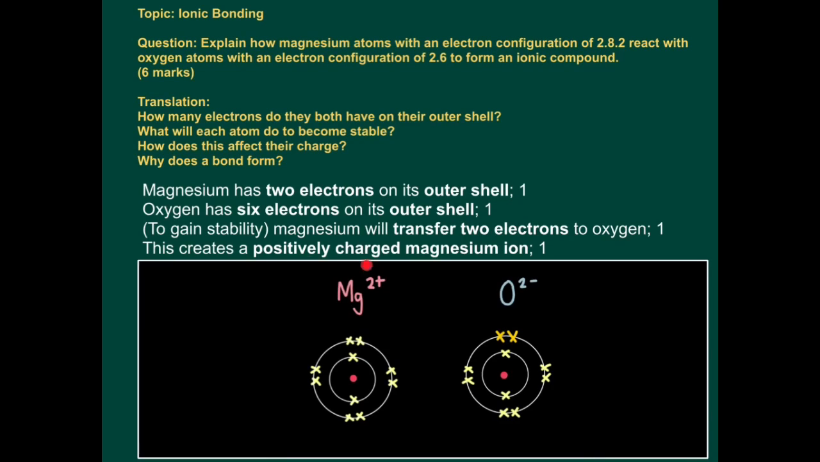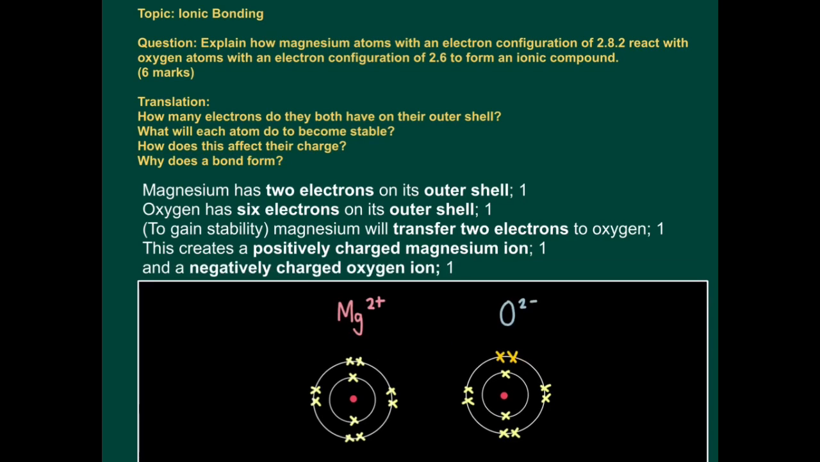So this creates a positively charged magnesium ion because you've lost 2 negatively charged particles, and as a result the outer shell now disappears, and a negatively charged oxygen ion because we've now gained 2 electrons. So now we have 2 more electrons than protons in the nucleus, so we have a negative charge of 2, whereas we've lost 2 electrons, so we have 2 more protons than electrons outside, so we have a positive charge of 2.